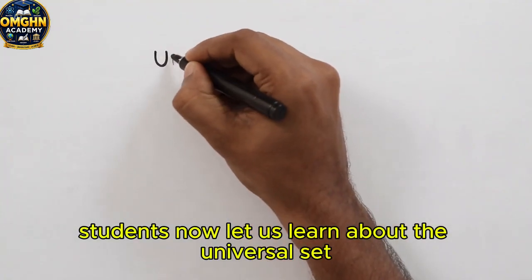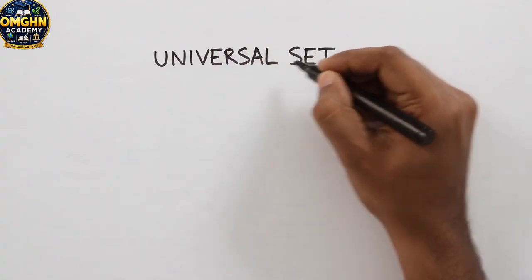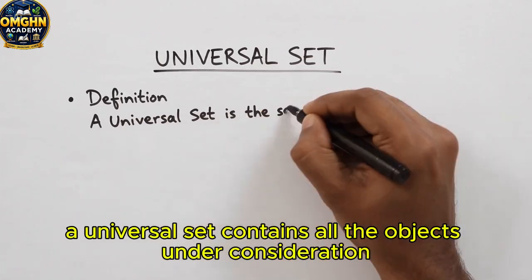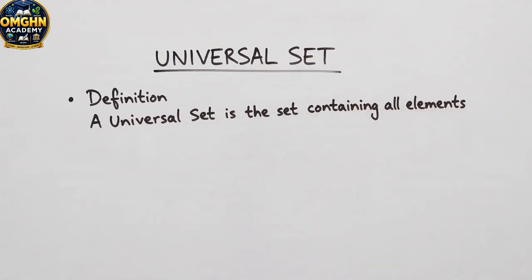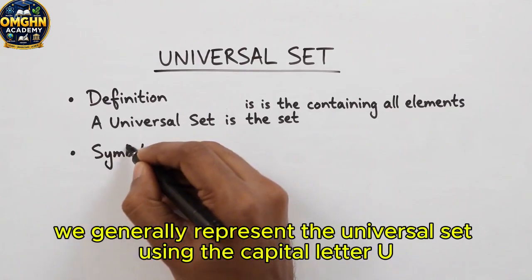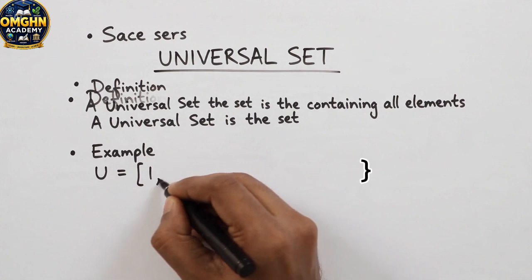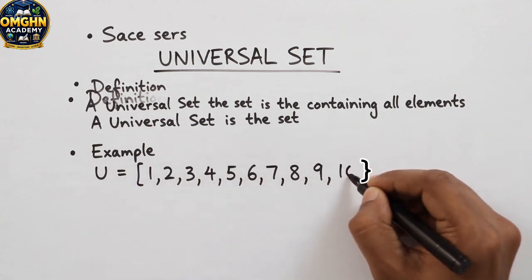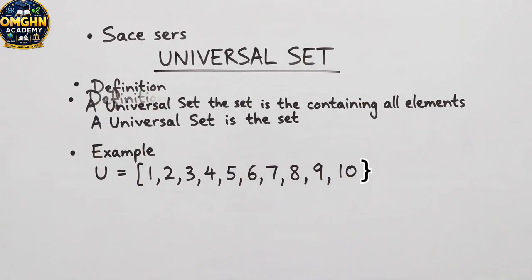Students, now let us learn about the universal set. A universal set contains all the objects under consideration. Observe the definition carefully. We generally represent the universal set using the capital letter U. Please pause the video and copy these notes.